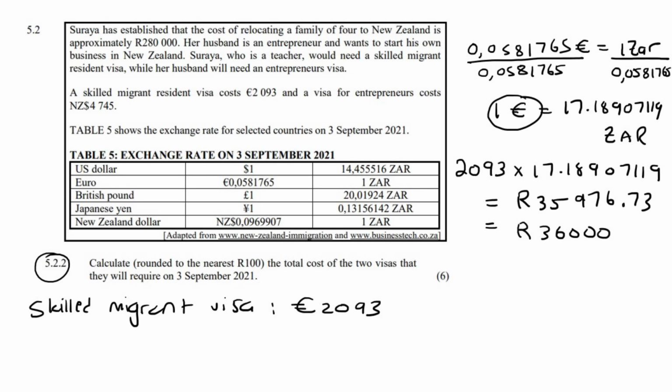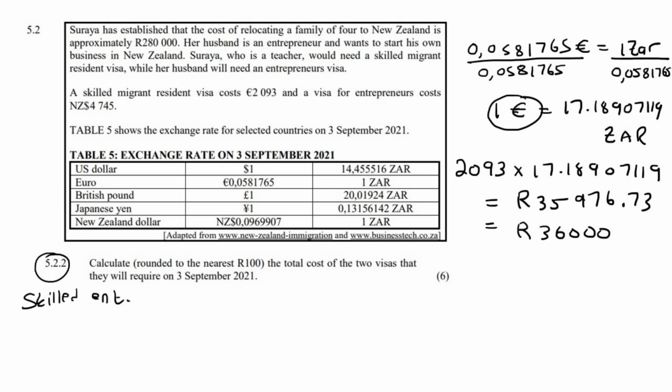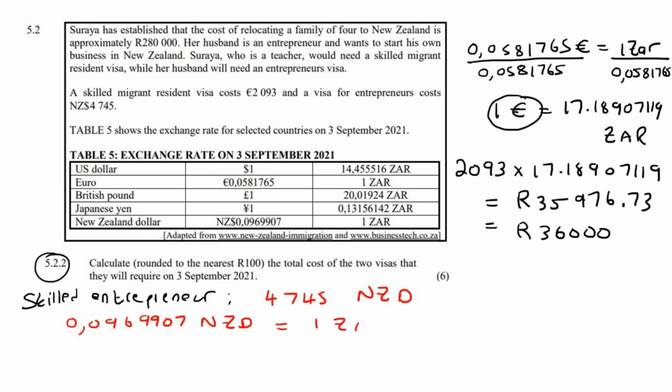4,745 New Zealand dollars. Okay, so skilled entrepreneur. And so that one is 4,745 New Zealand dollars. So let's quickly go write out their exchange rate. So we know that 0.0969907 New Zealand dollars is the same as 1 ZAR. So we need to go see what is 1 New Zealand dollar. So how do I turn this to a 1? Well done if you said that you just divide by the same thing.